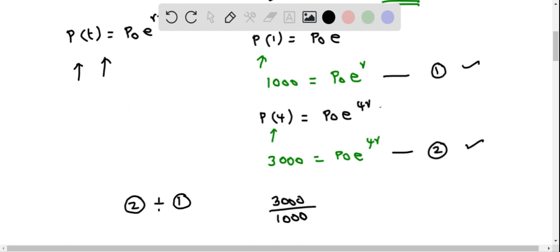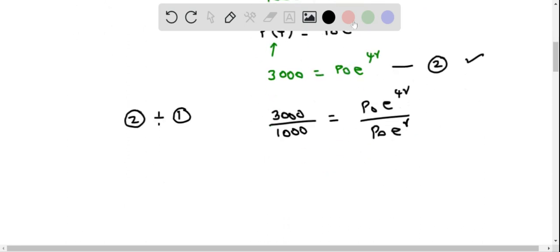So we do it like this, and similarly, we divide the right sides, starting off with equation 2. So I write down P naught e raised to the power of 4R, and the right side expression in equation 1 is P naught e raised to the power of R. Now let's cancel the P naughts. These two get cancelled, and 3000 divided by 1000 is 3. So let's rewrite this, that is 3 equals. Here we can do the subtraction of the powers, because according to the power rule, if we have e raised to the power of m divided by e raised to the power of n, this equals e raised to the power of m minus n.